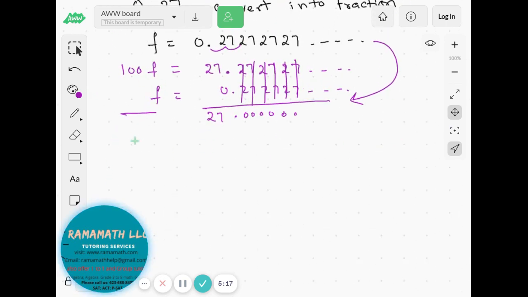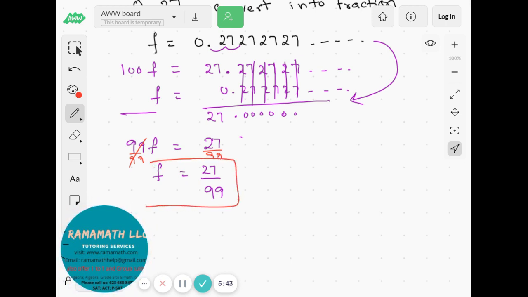So we can write that 99f equals 27, because I cross out the decimal. Now if I divide by 99 on both sides, I get f equals 27 over 99. Okay, so I was able to write the repeating 27 as 27 over 99.